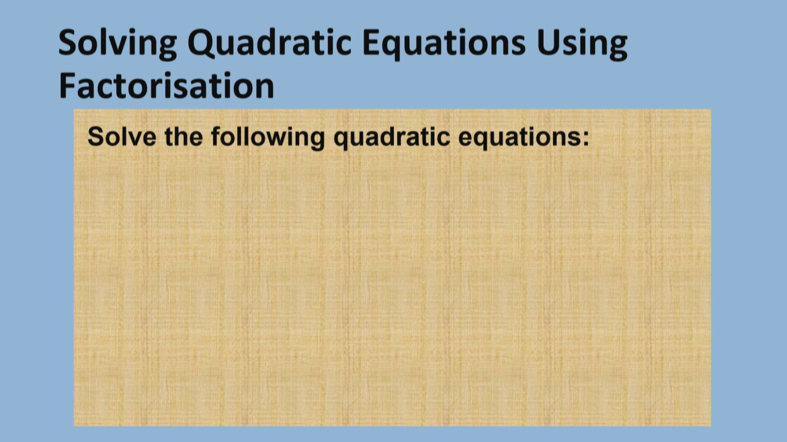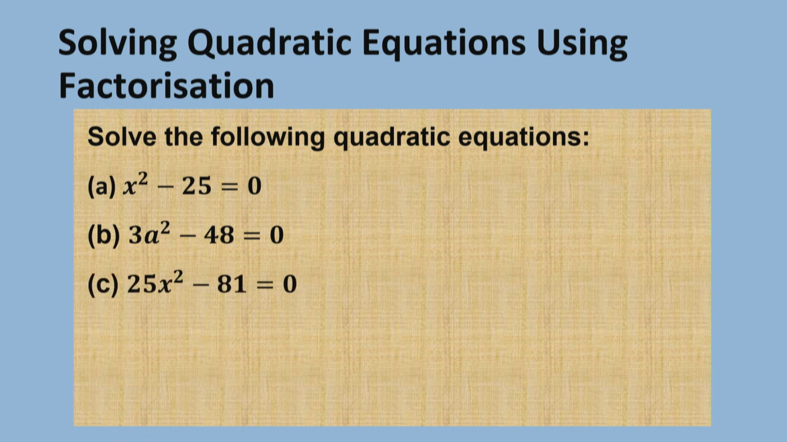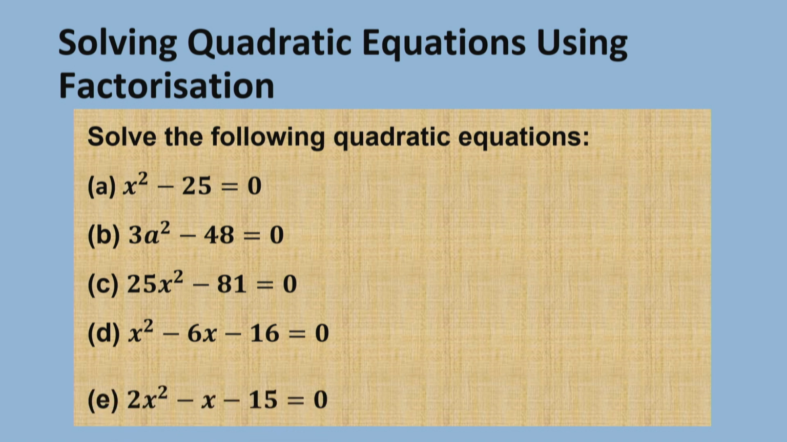Now, let's try to solve the following quadratic equations. The first one will be x squared minus 25 equal to 0. 3a squared minus 48 equal to 0. 25x squared minus 81 equal to 0. x squared minus 6x minus 16 equal to 0. And the last one is 2x squared minus x minus 15 equal to 0.